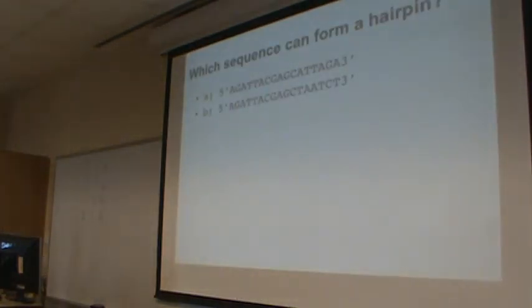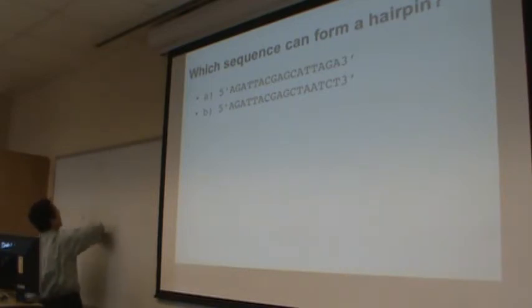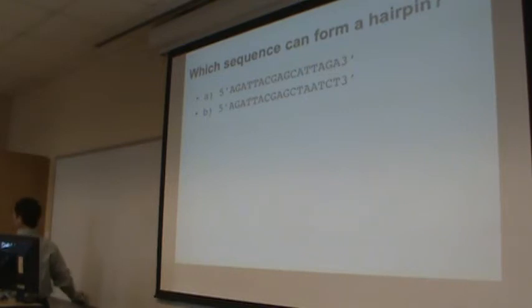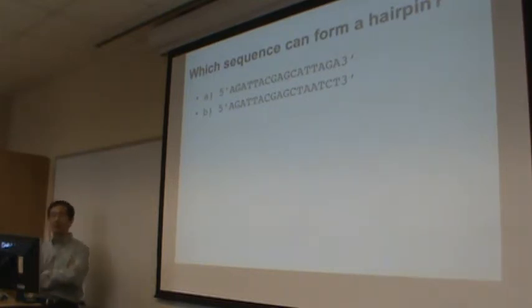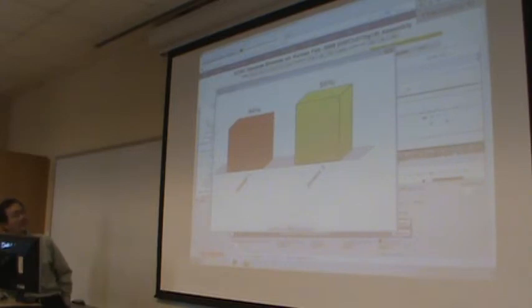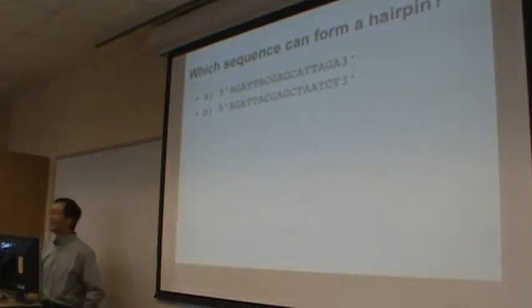Okay, now which sequence, A or B, can form a hairpin? Oh, yeah, I forgot to move on. Okay, we have seven. Okay, this is what I got. It's almost evenly spread out. You are all very confident.